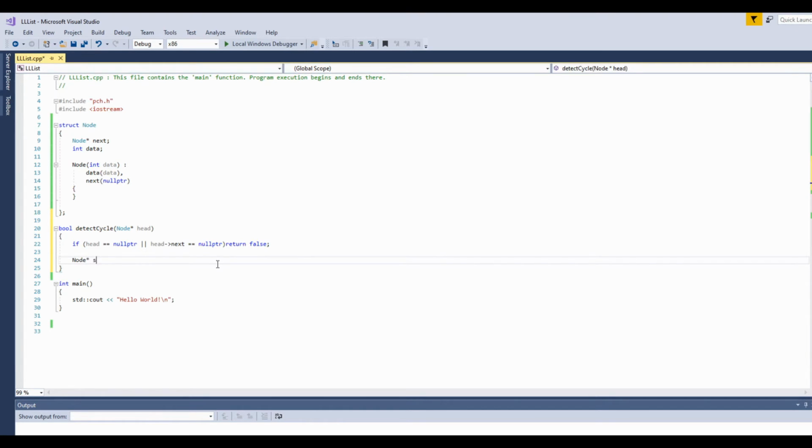Now let's say slow is head next and fast is equal to slow next. So what we are doing here is we assume that slow has already moved 1 position and fast has already moved 2 positions in the beginning itself.